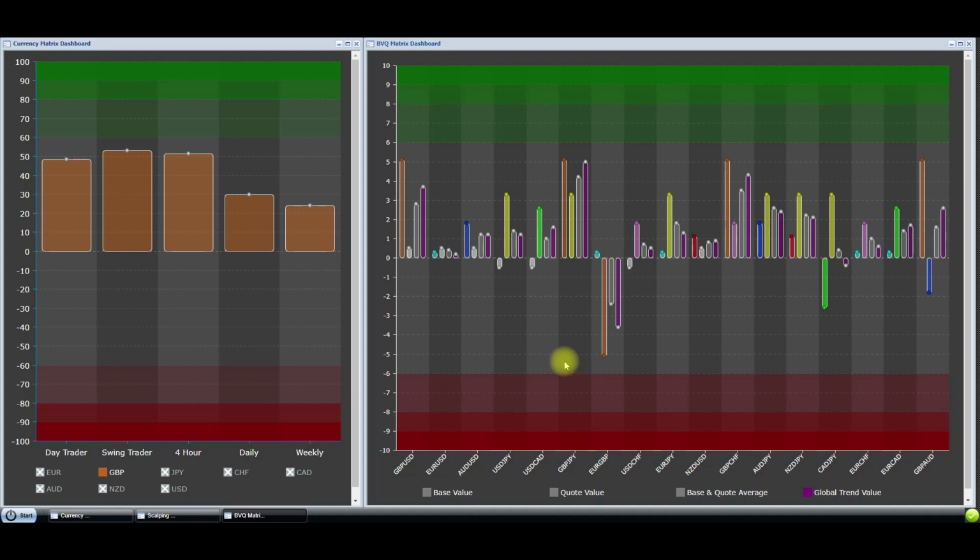So that's it. That is the BVQ matrix in a nutshell, and that's why it was made. It was made to help traders understand, in an organized fashion, what the currency matrix dashboard is doing and how it's analyzing the market. So I hope you guys find that helpful.